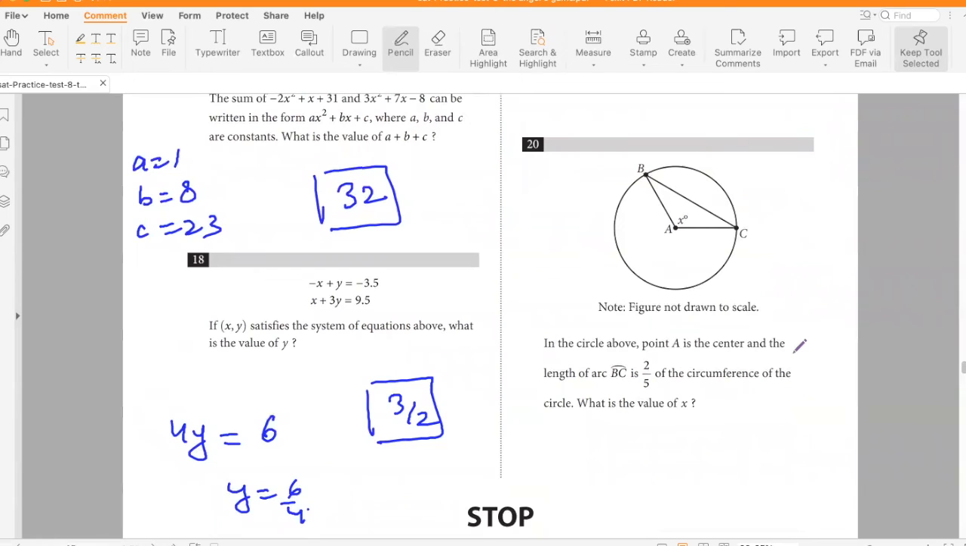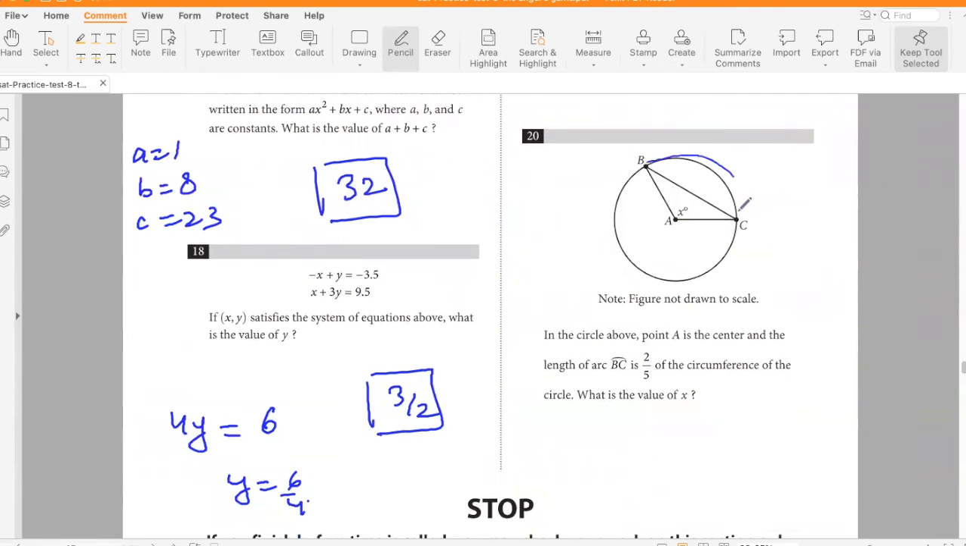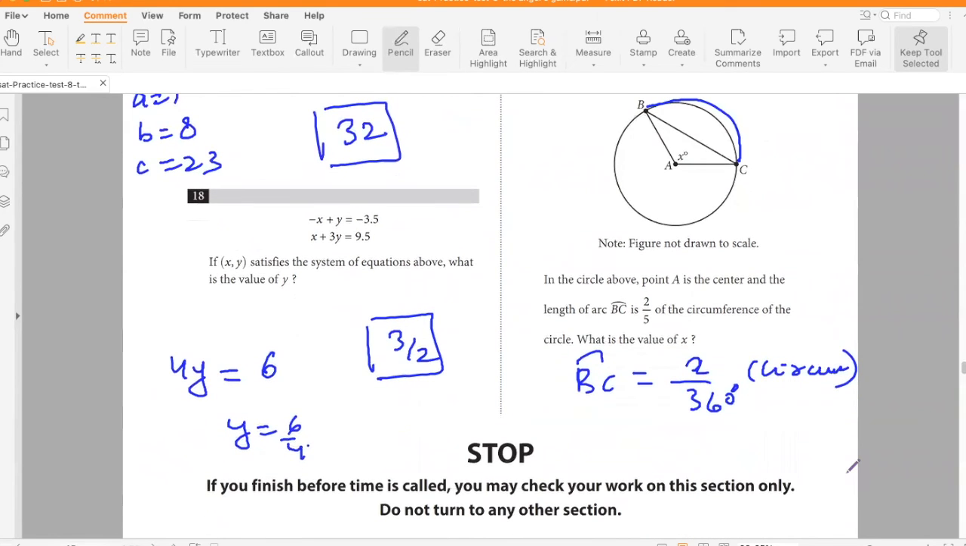In the circle above, point A is the center and the length of arc BC is 2/5 of the circumference of the circle. What is the value of x? So what is the length of arc BC going to be? Length of arc BC would be x by 360 times the circumference of the circle. So BC is 2/5 of the circumference of the circle. So 2 by 5 is x by 360. So this is 72. So x is 144. So the value of x is 144.